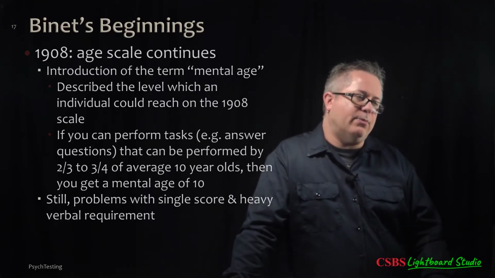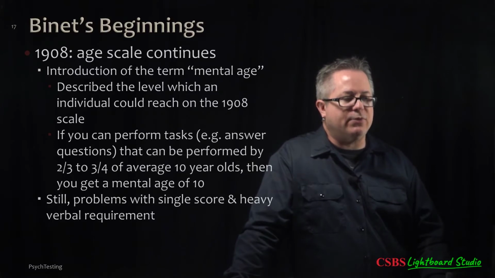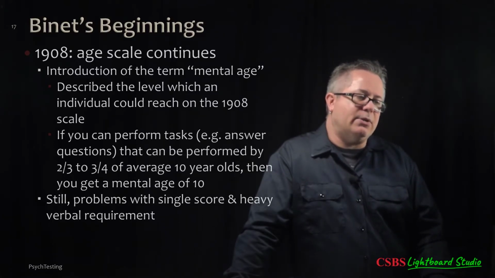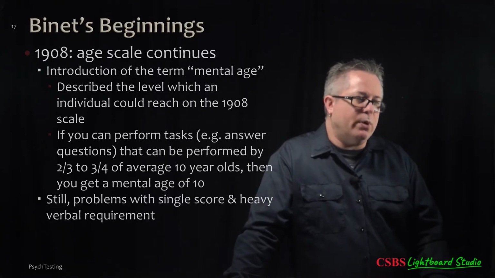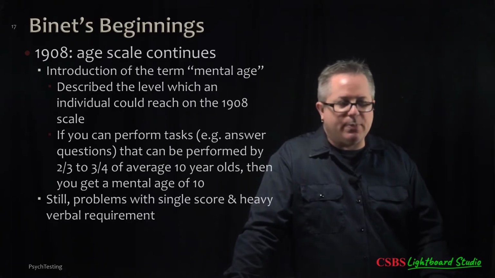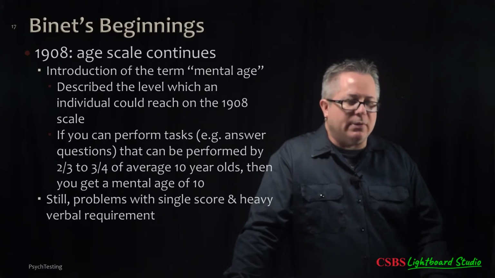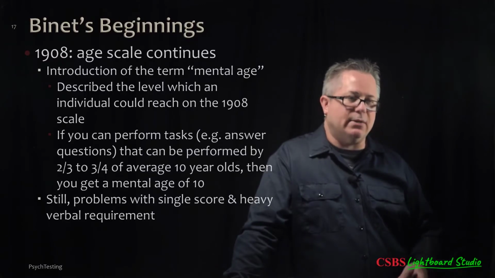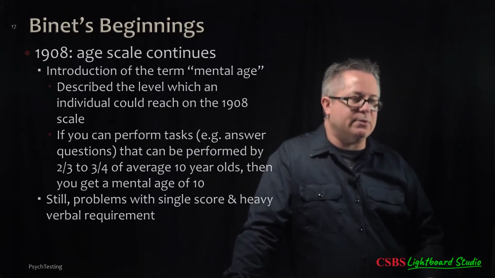So if you can perform tasks, like answer questions, that can be performed by 2/3 or 3/4 of an average 10-year-old, then you get a mental age of 10. Right? It's pretty simple. It tells you where you match up with other responders. Still, there were problems with a single score and heavy verbal requirements, right? Because these were still tests where you had to do a lot of reading. There were questions, you had to read scenarios and answer questions.